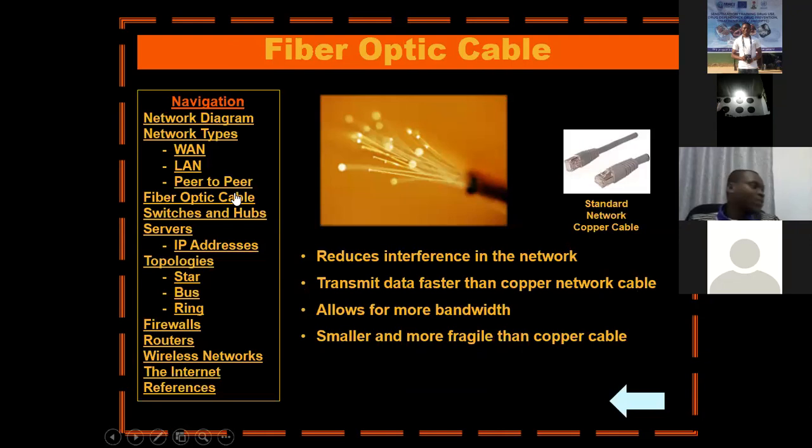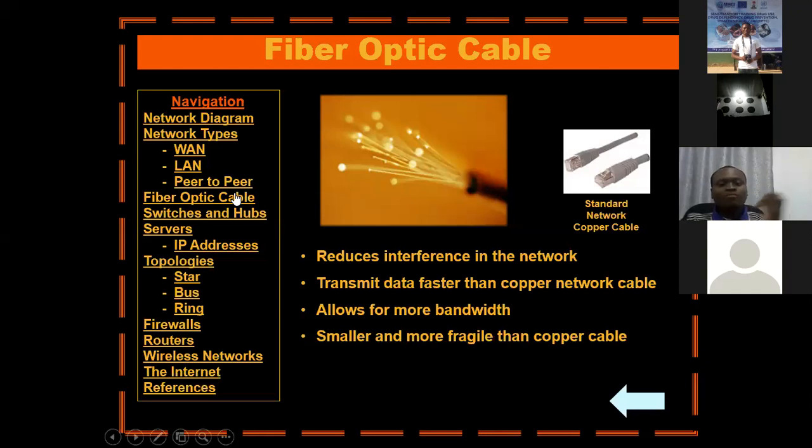The copper network cable is the usual cable. Can you see this? This is an example of a copper network cable. And on it, this should be a category, okay, this is Cat5e, a Cat5 Ethernet cable.